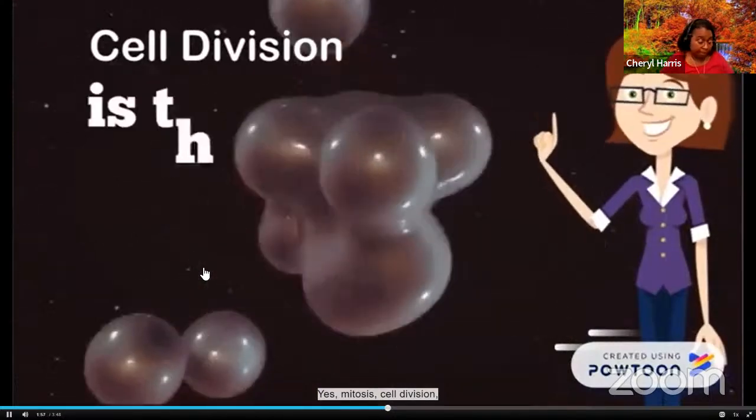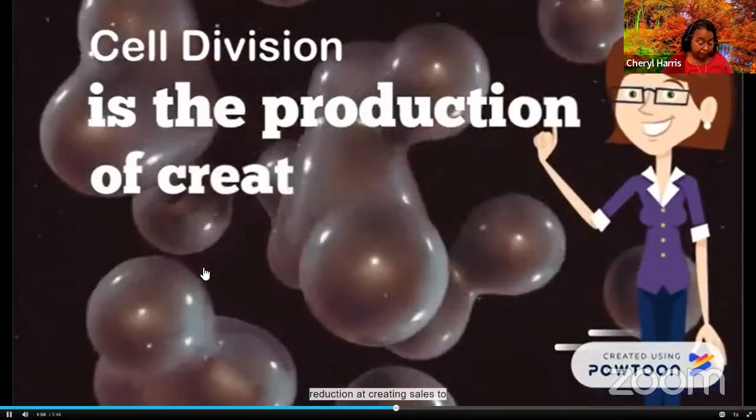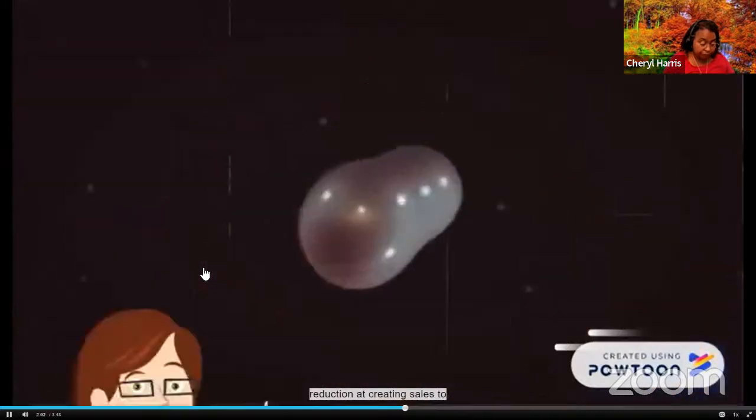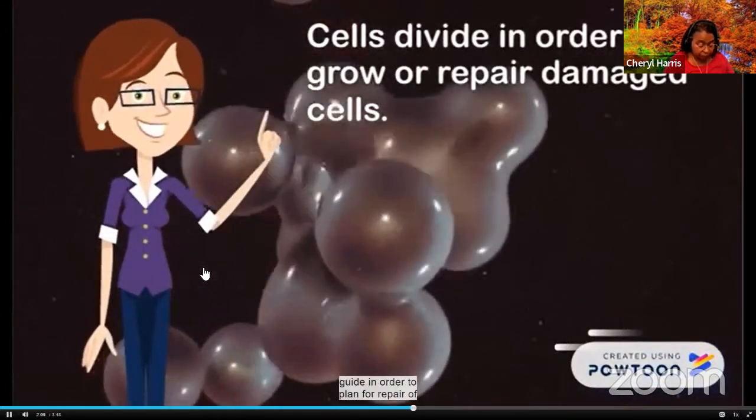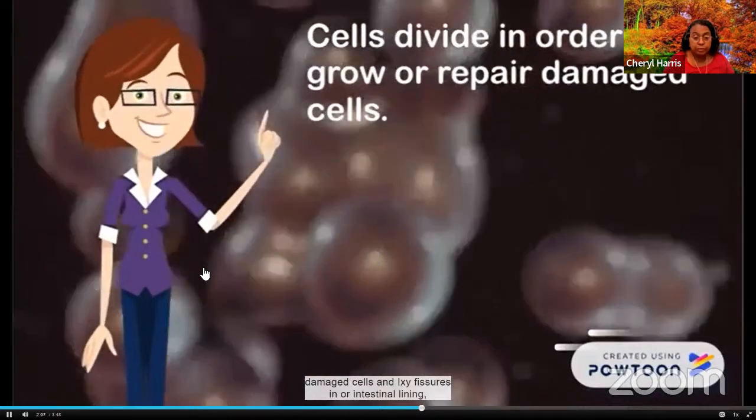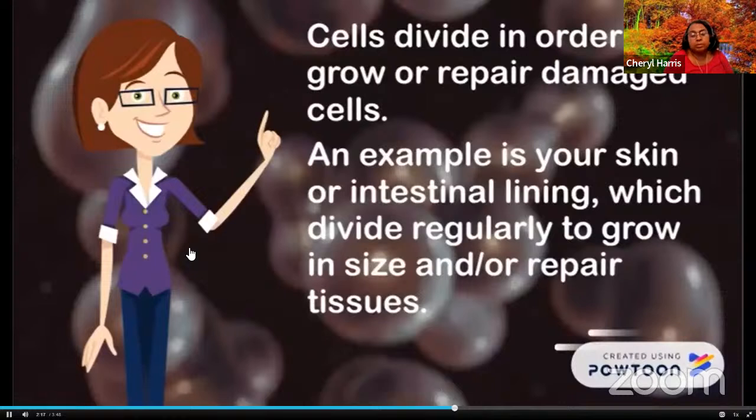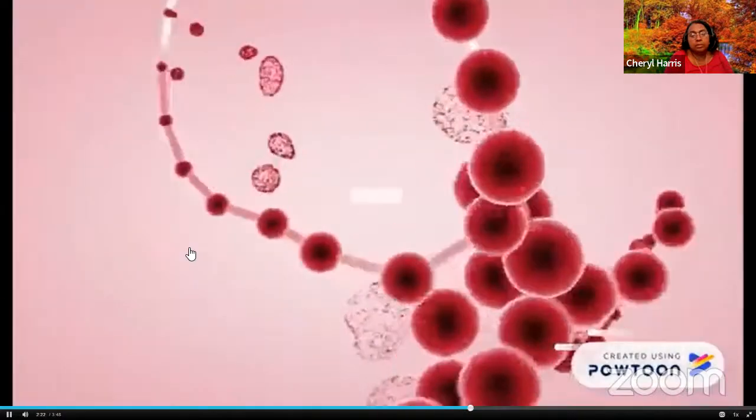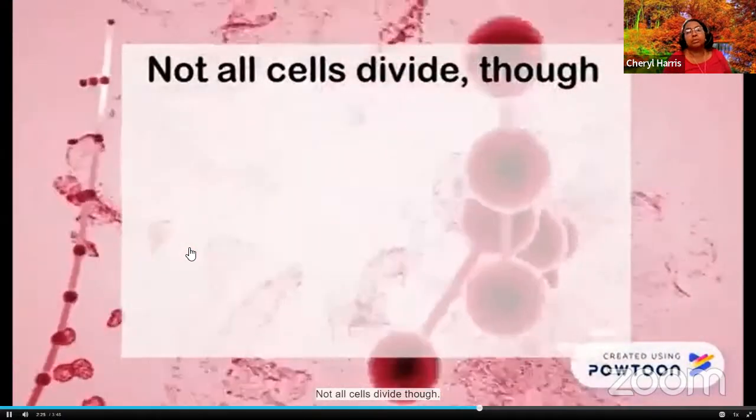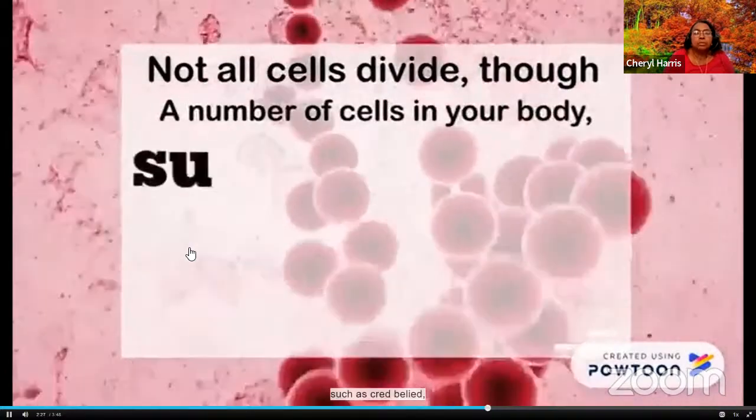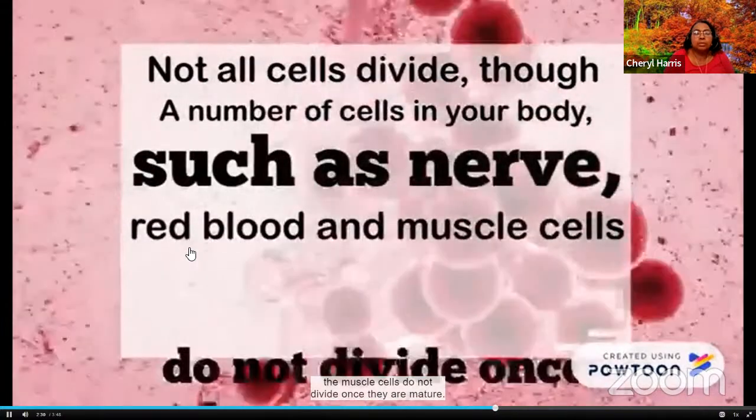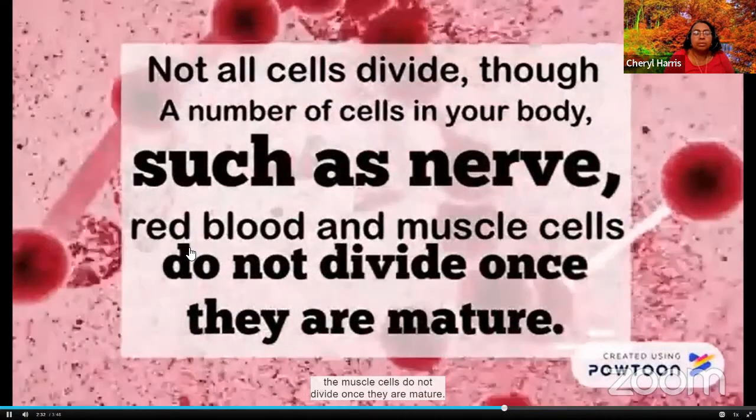Cell division is the process of creating new cells. Cells divide in order to grow or repair damaged cells. An example is your skin or intestinal lining, which divide regularly to grow in size and or repair tissues. Not all cells divide though. A number of cells in your body, such as nerve, red blood, and muscle cells, do not divide once they are mature.